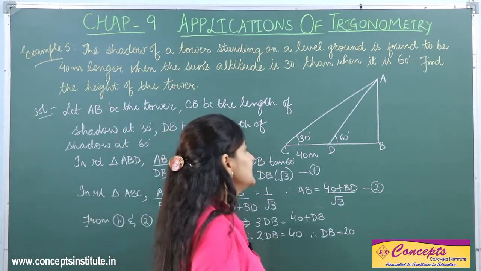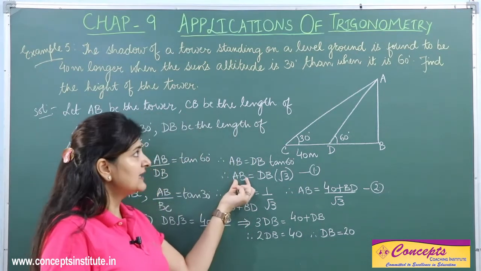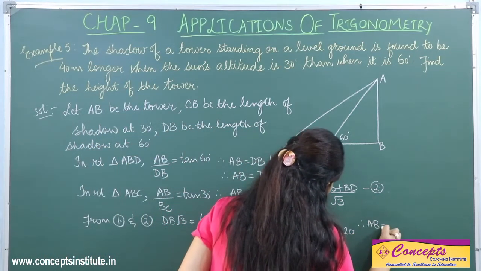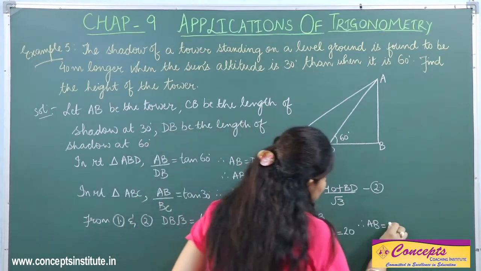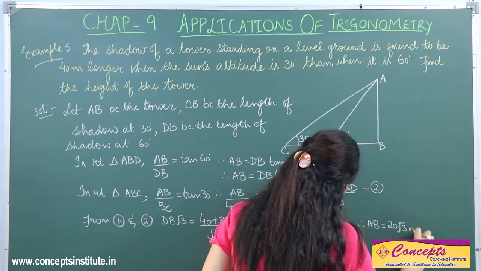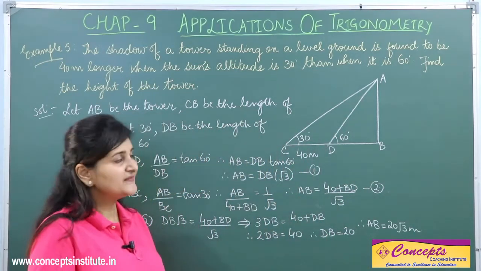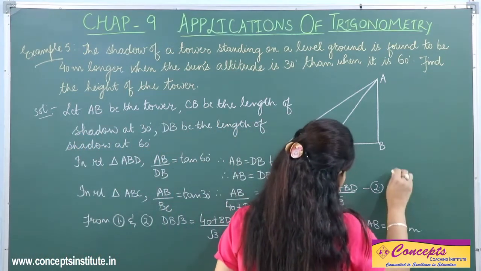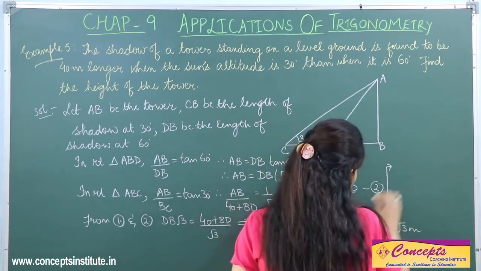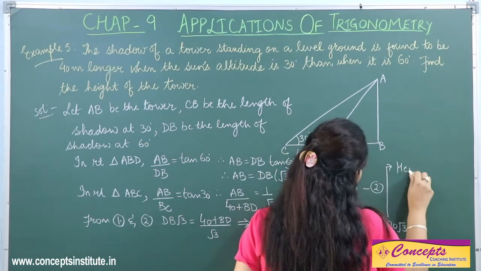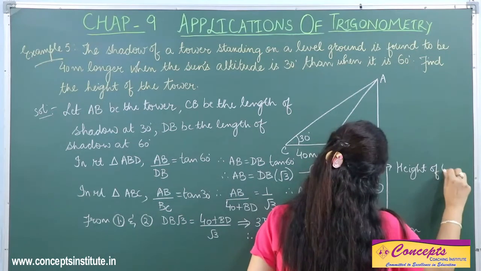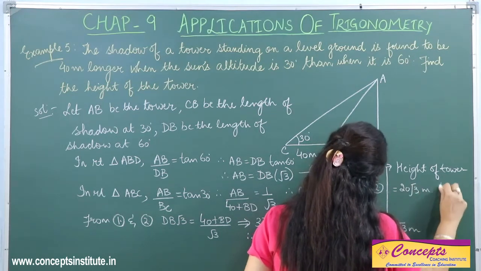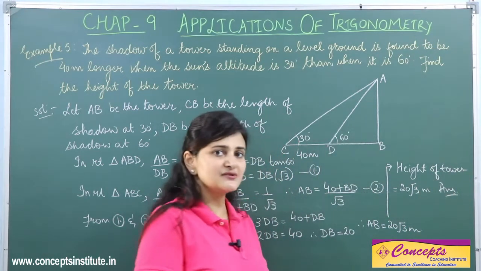Now if DB is 20, what was I supposed to find out? The height of the tower, that is AB. So what would be AB? AB is nothing but DB into root 3, so it would be 20 root 3 meter. Now this is the height of the tower. The value of root 3 is not given to us, so we are not going to put it. But we have to write the final answer properly, like I am going to do it here. After this statement, we are going to write: height of tower is equal to 20 root 3 meter, and this is the answer. Right students?